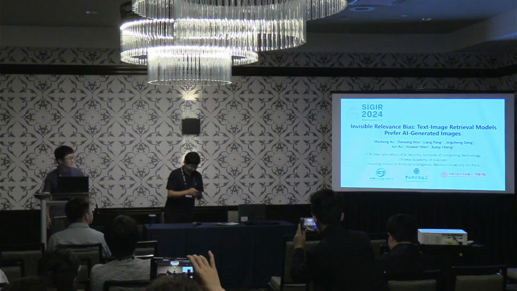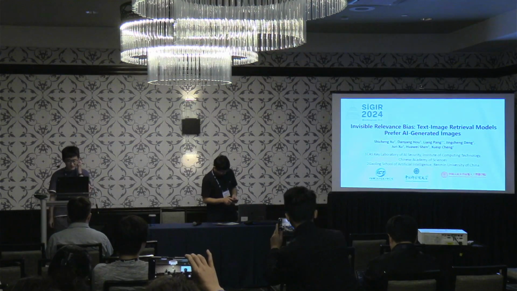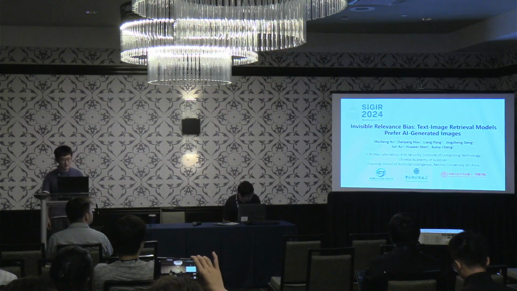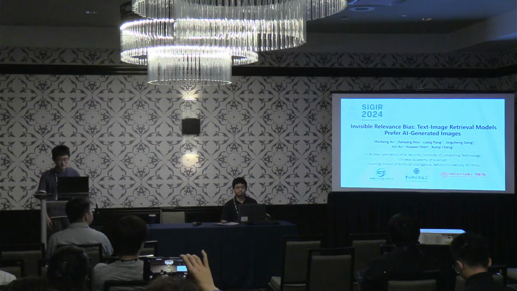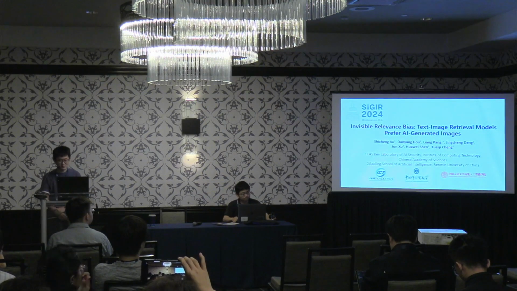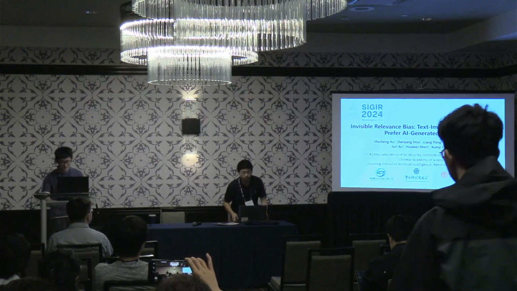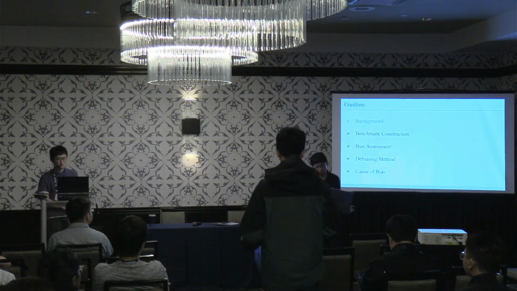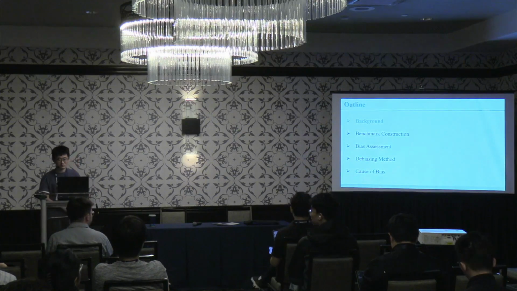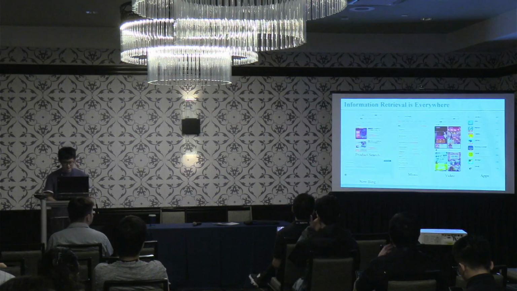I'm a proxy for this paper, which is titled Invisible Relevance Bias: Text-to-image retrieval models prefer AI-generated images. This paper is a collaboration between the Chinese Academy of Sciences and Renmin University of China. I'm going to introduce this work from the following 5 aspects. Let's move on to the first, background.